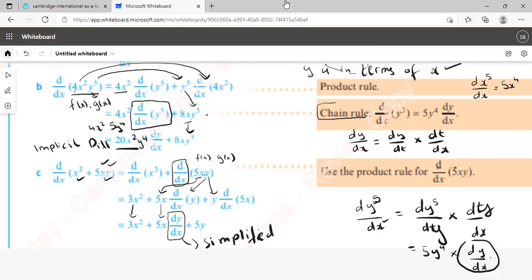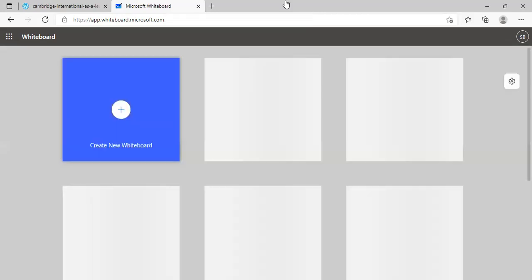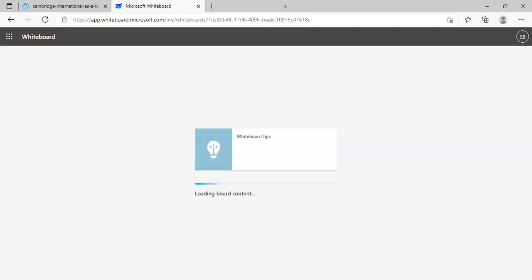Yes, it is clear. Okay, let's talk about the first one now, the one I have missed. I'll get a new whiteboard and then we'll do it. So what is your clue in case of parametric equations?